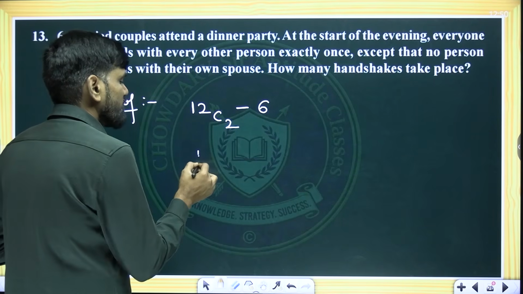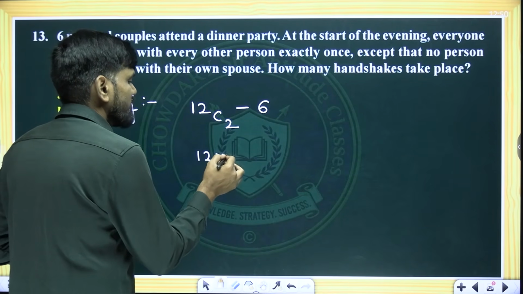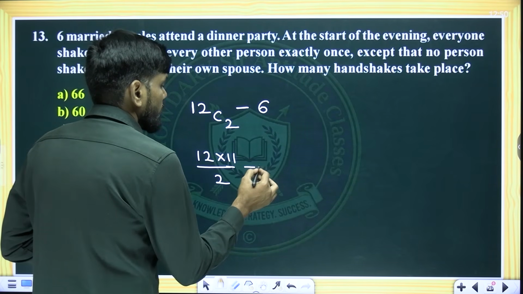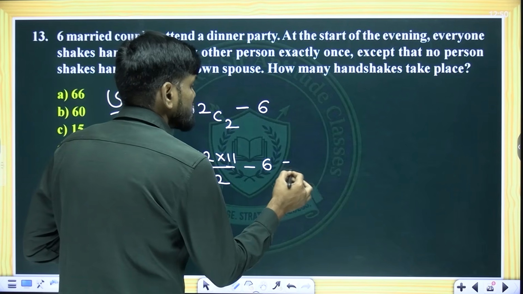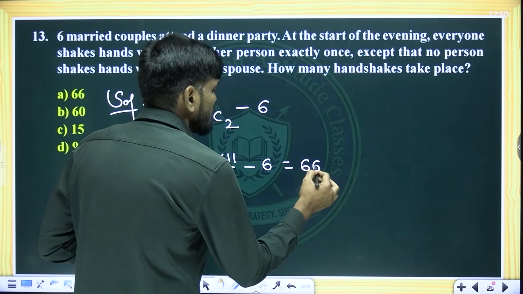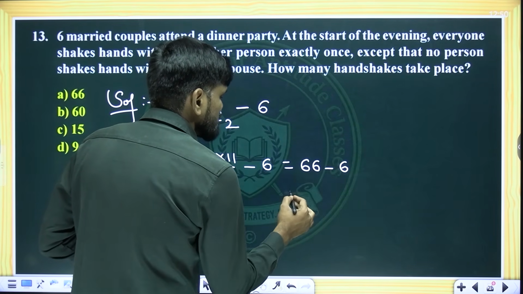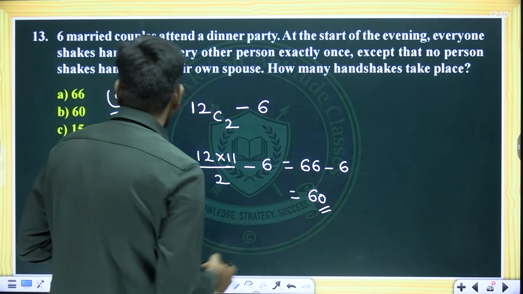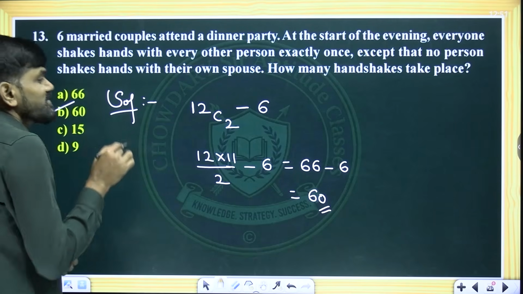12C2 is nothing but n into n minus 1 by 2. So that is 12 into 11 by 2, minus 6. That is equal to 66 minus 6. 66 minus 6 will give you how much, dear? 60. Hence your answer has to be 60.